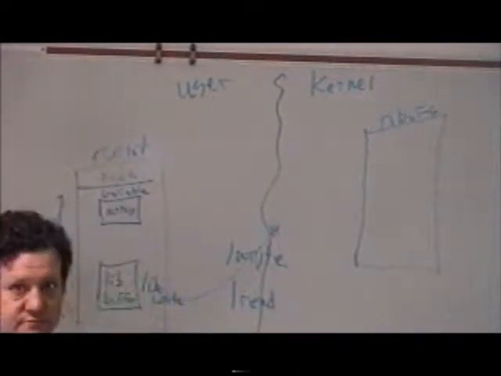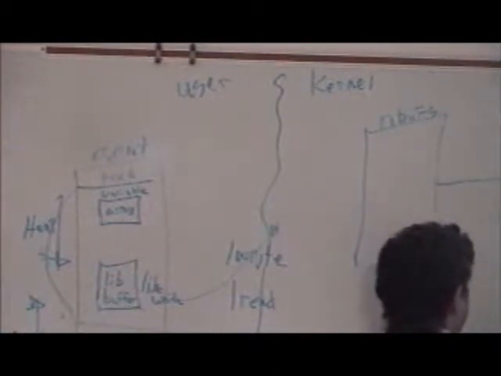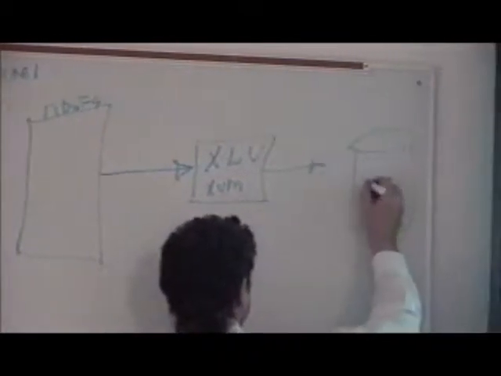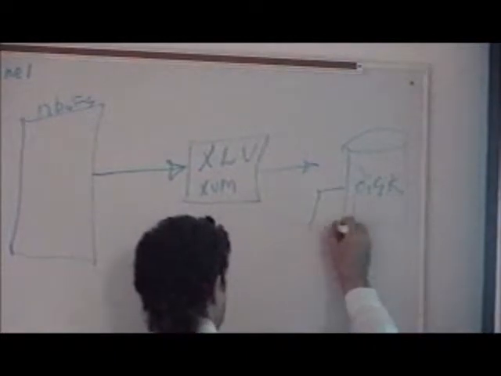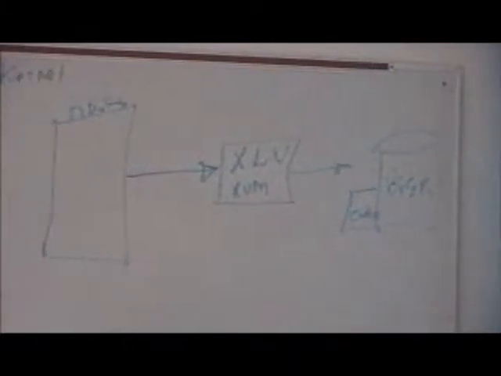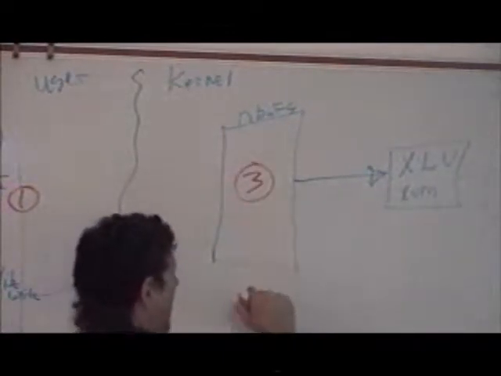In my kernel, then, I have my NBUF, my file system buffer cache. Coming out of buffer cache, then I present things to the XLV or XVM. Then that goes off to my disk. And I may have a cache on my disk as well. So when I'm moving data around in the system, it sits in my program, it sits in this library buffer. It may or may not sit in the kernel cache.